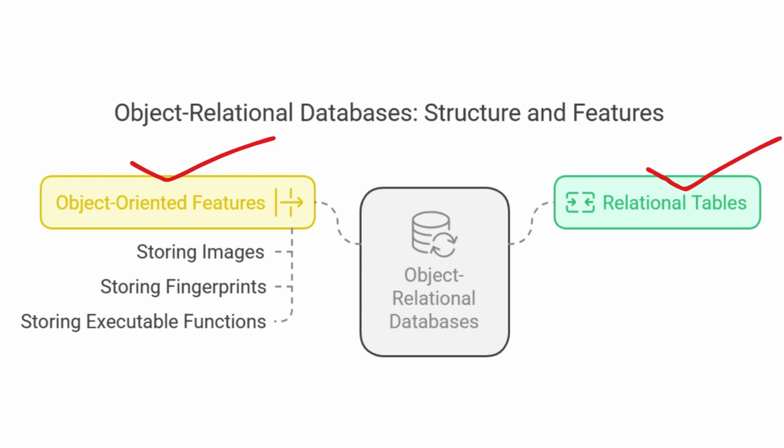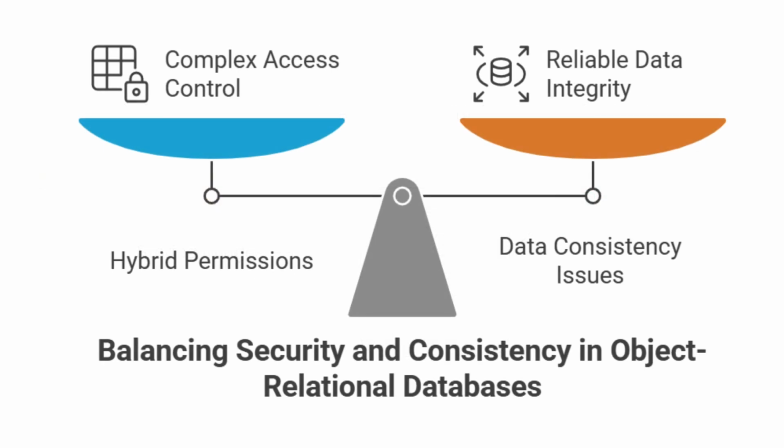That means that a customer's name and account number are stored in a relational table. And their fingerprint scan is stored as an object inside the same record. This combination of relational and object-oriented storage makes ORDB powerful, but it also introduces security challenges.